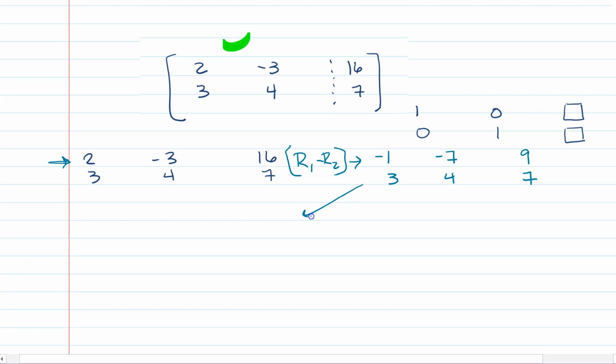Now, I'm going to multiply row 1 times -1. I'm leaving the second row alone, so just bring it down. And if I multiply this top one by -1, I get 1, 7, -9. So I've accomplished something. I've made this one. And I like that. So now I have to take row 2, and work down. Don't work across, always work down.